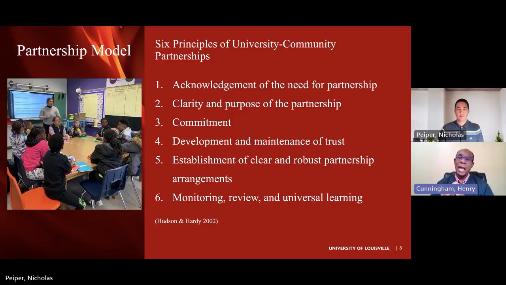Next is the aspect of development and maintenance of trust. And I can't emphasize trust enough. For us to partner successfully, we have to trust each other. And you only get trust over time. Trust is not something that we can get overnight. It only comes after a prolonged time of talking and being together, getting to know each other.